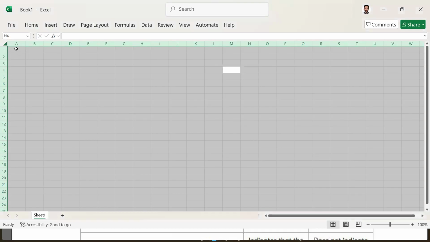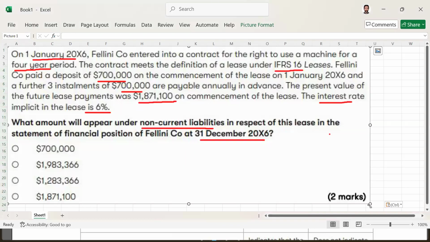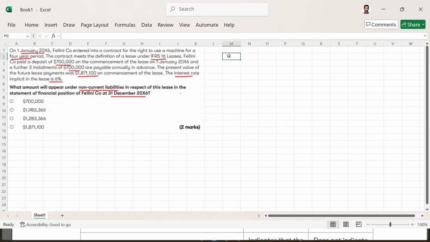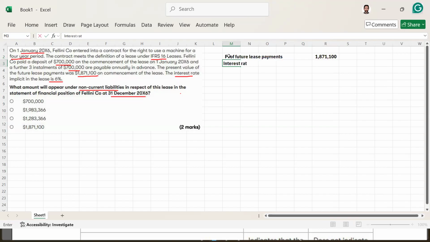Okay, so we're all set. Let's paste your question here and let's attack this one. So we have the opening, or the present value of future lease payments, which is 1,871,100. So this is the value, and we have to apply the implicit interest rate of 6%. So simply multiply this by 0.06, and we add this.